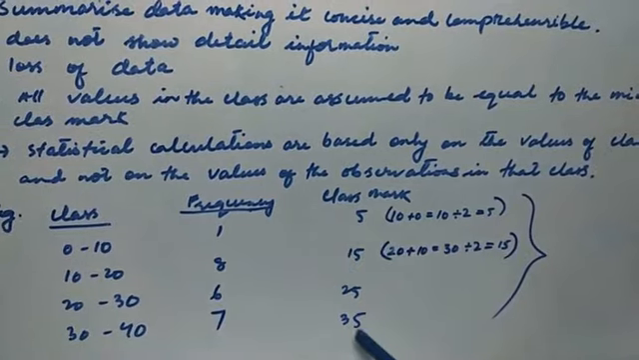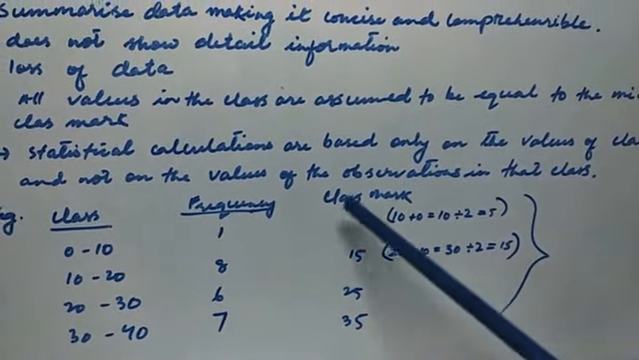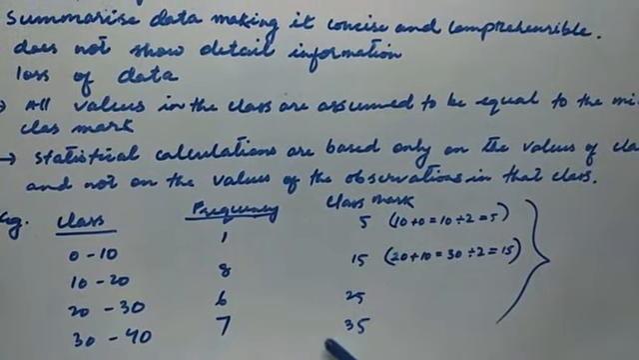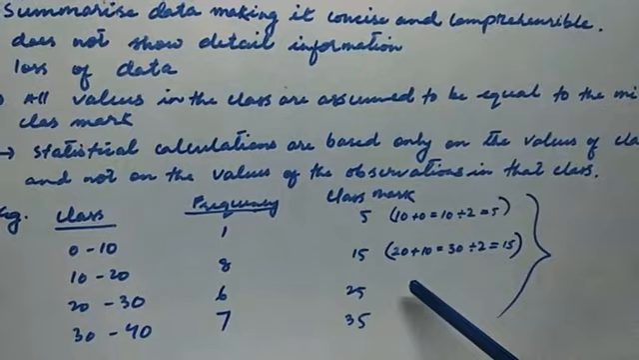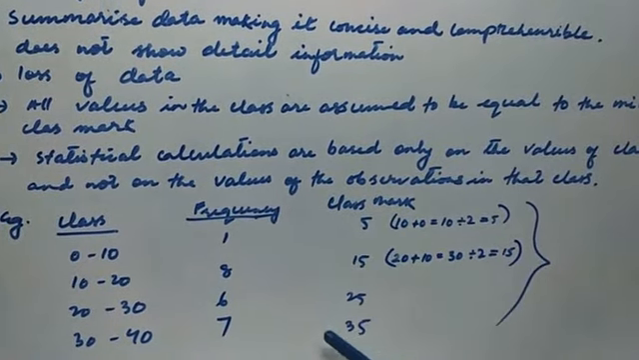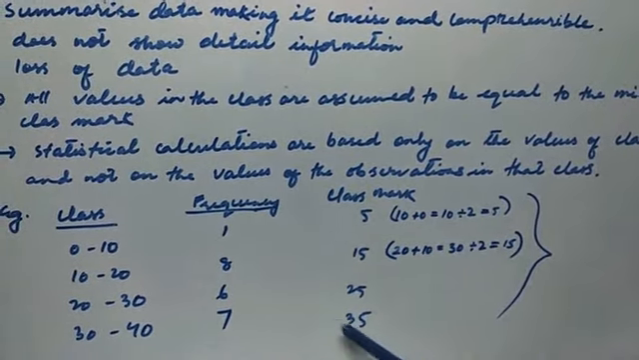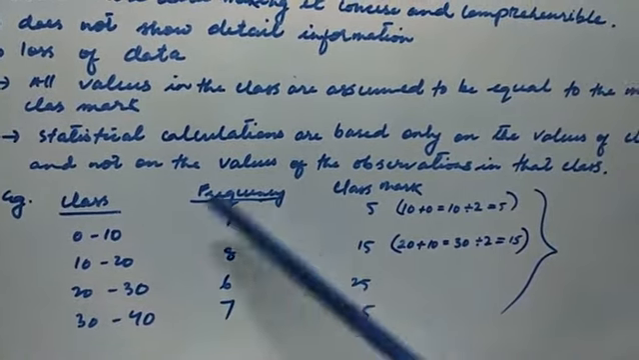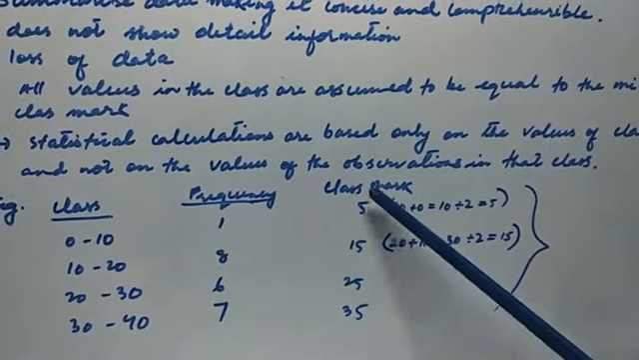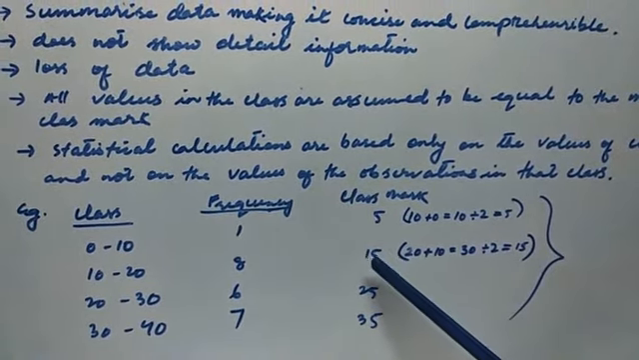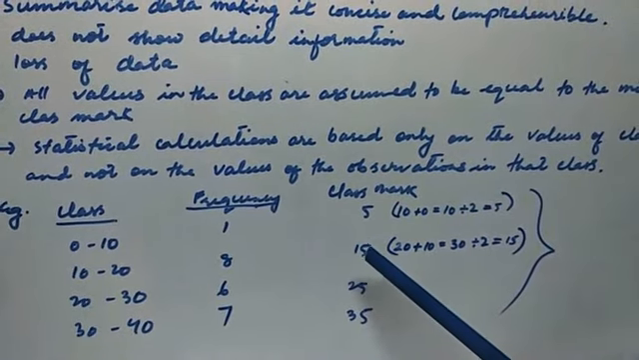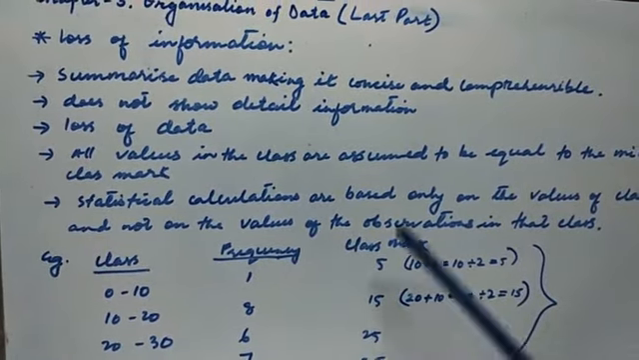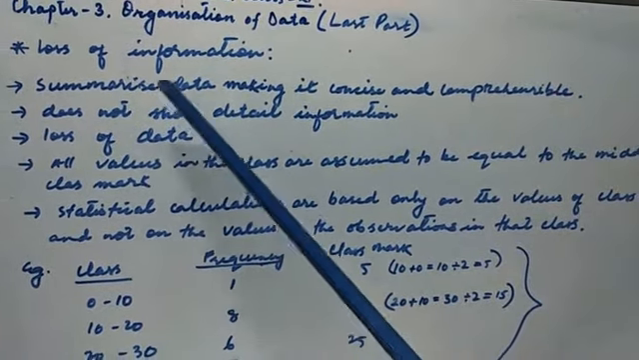Any statistical calculations or anything that we analyze statistically is based only on this class mark and not on the many observations presented in the raw data. It is only this class mark that we take into consideration when it comes to statistical calculation or analyzing anything based on data. So while doing so, we are losing a lot of information.